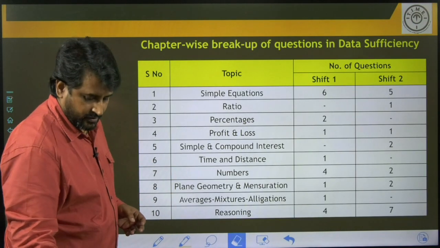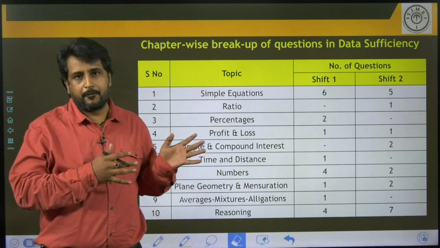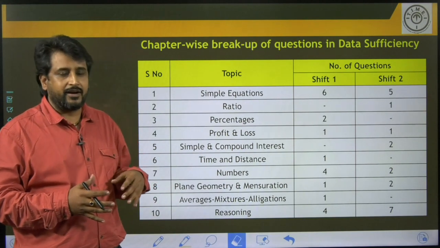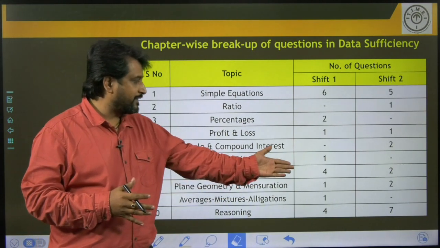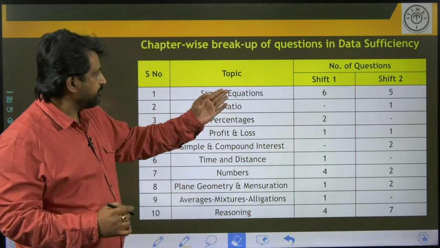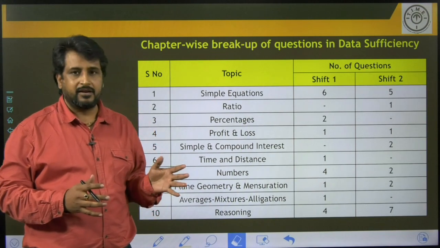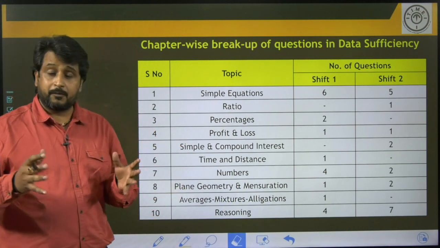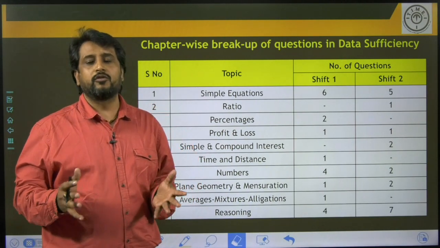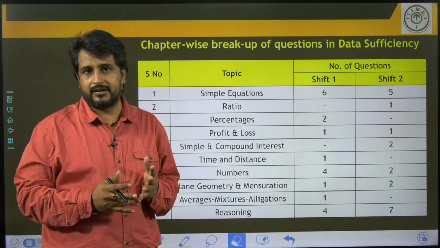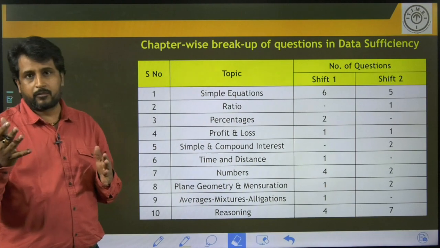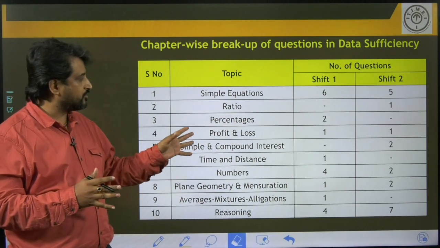Here, most of the questions appeared from simple equations, and the next weightage is reasoning, with 4 questions and 7 questions in the two slots. In shift 1, 6 questions are given from simple equations, and in shift 2, 5 questions. Surprisingly, this time there are no questions from pure maths like indices, sets, matrices, limits. From topics such as coordinate geometry, questions are not given.